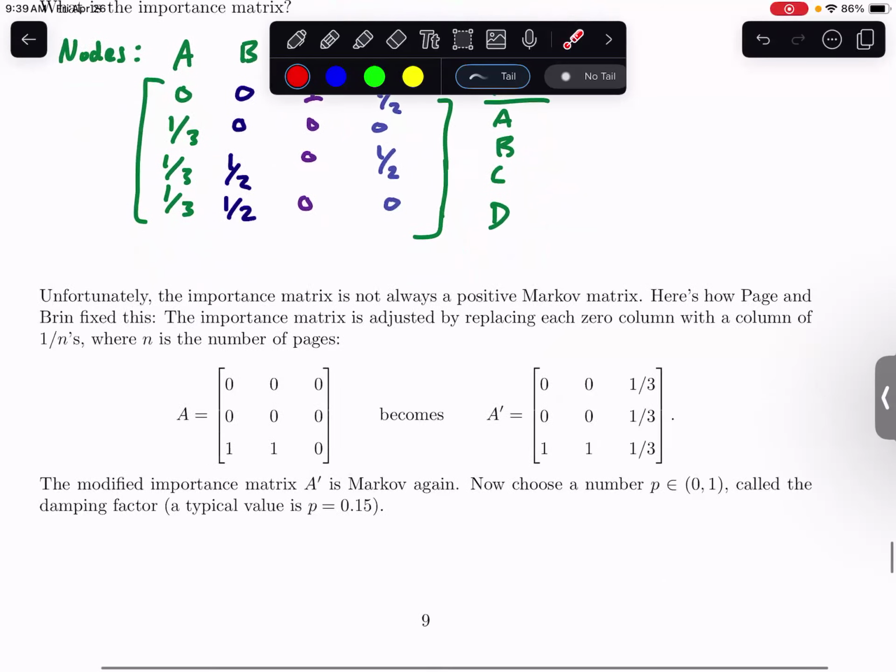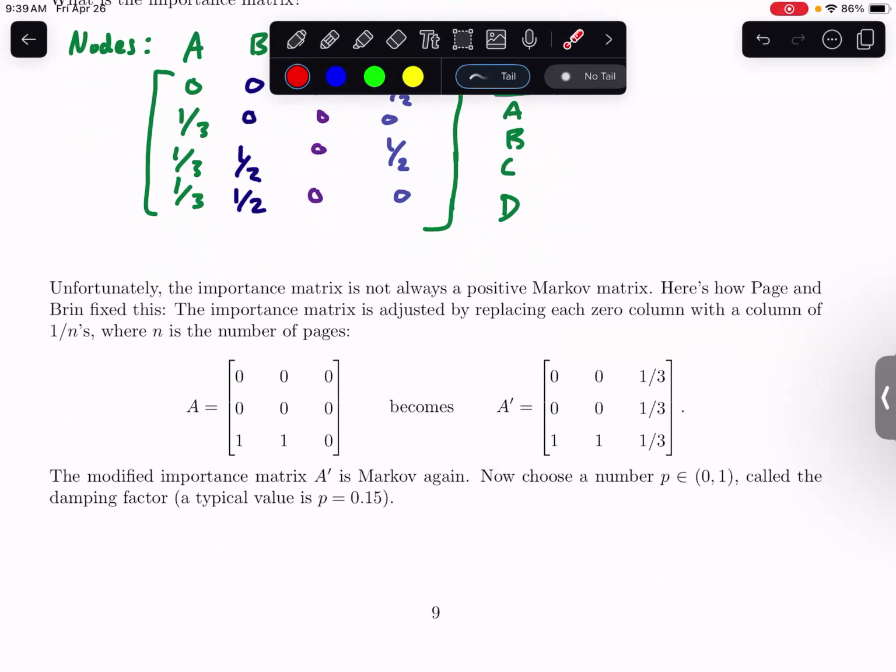i.e. you have a column of zeros, you replace your importance matrix A with another matrix, A prime, where instead of having this column of 0, you replace each 0 column with a column of 1/n, where n is the number of pages that we have. So here we have a 3x3 matrix, so we have 3 different pages, and we have a column of 0. So we replace A with A prime, where this column of zeros is replaced by 1/3, 1/3, 1/3. So this ensures that it's still going to be a Markov matrix.